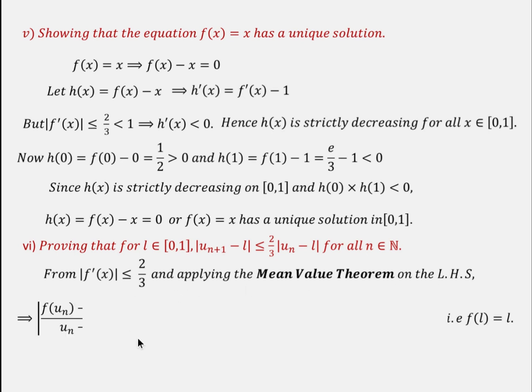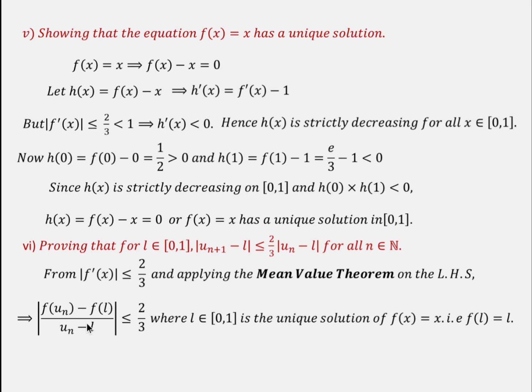So proceeding with that application of the mean value theorem on the left hand side, we will then have that the absolute value of f of un minus f of L all over un minus L should be less than or equal to 2/3, where L belonging to the interval 0 to 1 is the unique solution of f of x equals x, which means f of L should be equal to L.